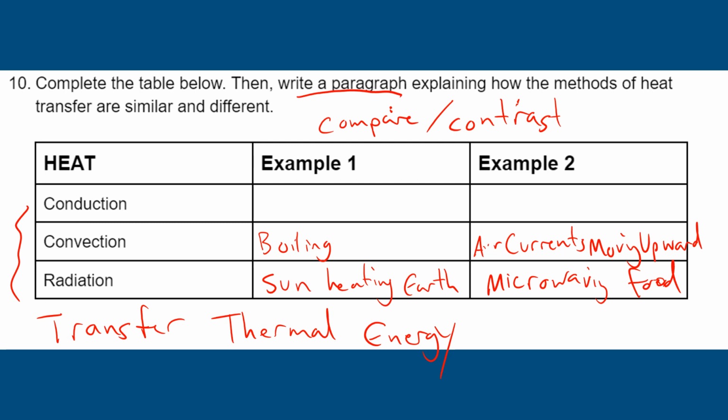Okay, so conduction would be like cooking eggs on a pan or a skillet. Making pancakes is another example of that. And another example of conduction would be if you touch a piece of metal that's hot, you could burn your hand. So burning your hand on hot objects, those are also examples of conduction.